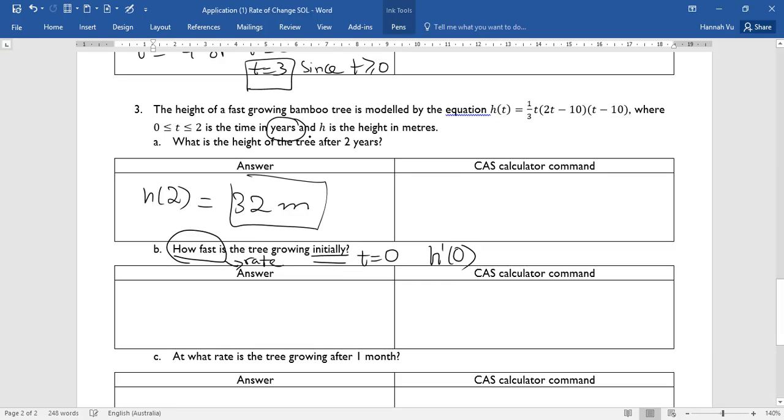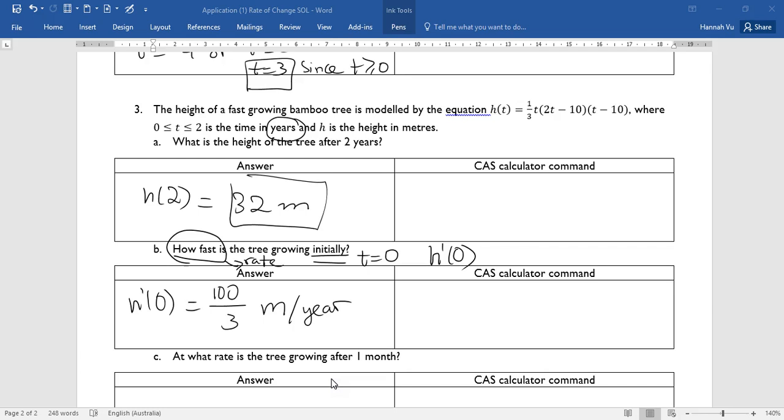So h prime, we have 100 on 3. We're going to go with meter per year being the unit.